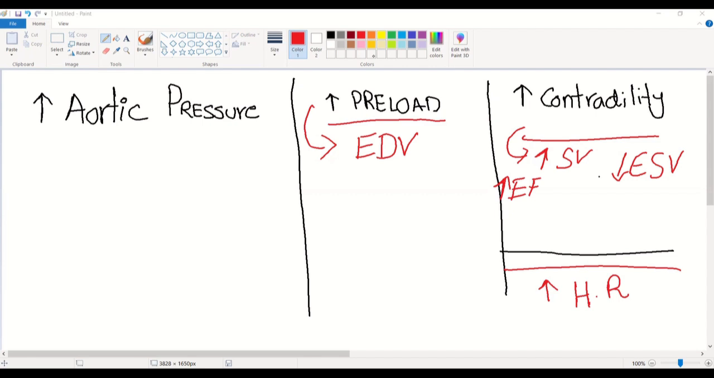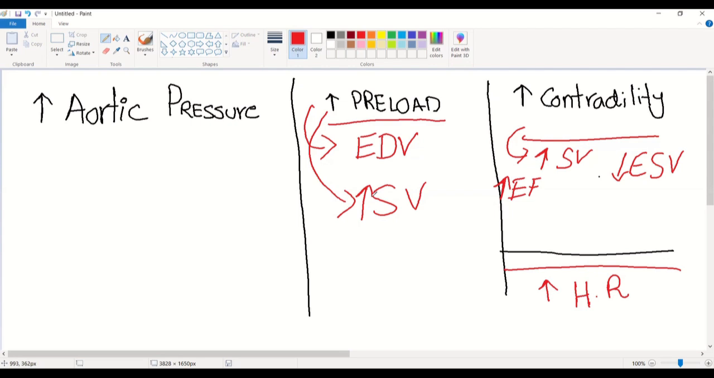So if you give IV fluid, what happens to the preload? It increases. Okay, with increasing preload, what is the effect on the stroke volume? If the subject is healthy and you increase the preload, what will be the effect on the stroke volume? It increases. What is this principle? Frank-Starling's law. Okay.